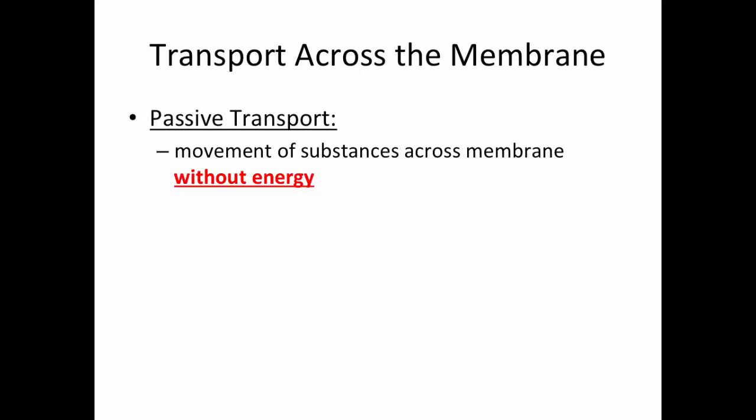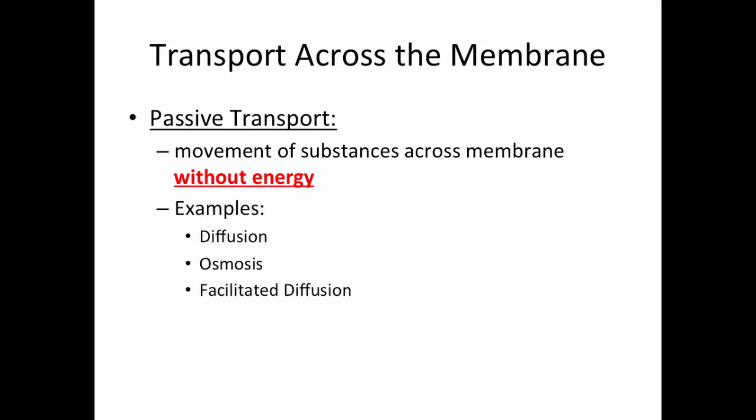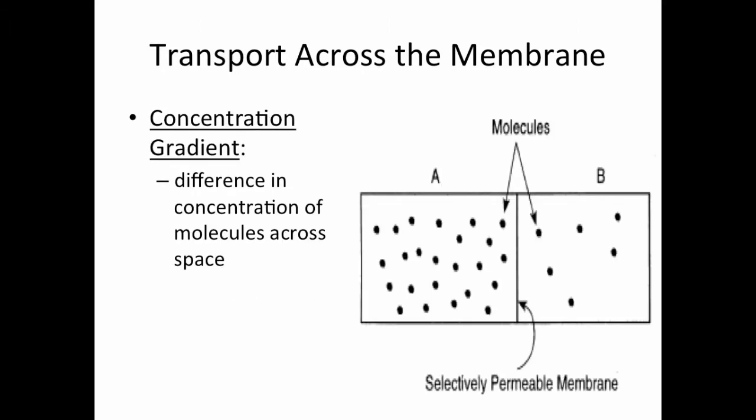So let's look at passive transport. By definition, it means the movement of substances across a membrane without energy. There are three types: diffusion, osmosis, and facilitated diffusion. There's one more word we have to talk about before we can actually talk about diffusion, and that is the term concentration gradient. It's a vocabulary word you really want to understand. It's not too difficult. If you look at my diagram over here on the right-hand side, I have side A and side B. It's like a box, and I have a membrane separating the two.